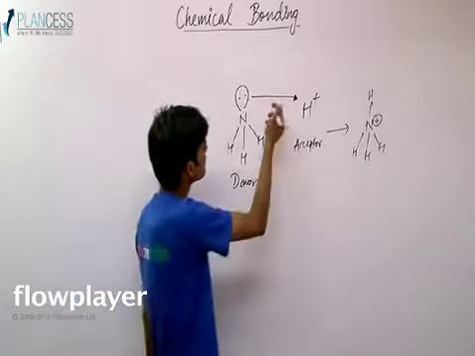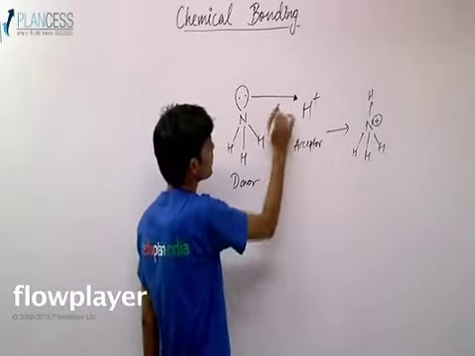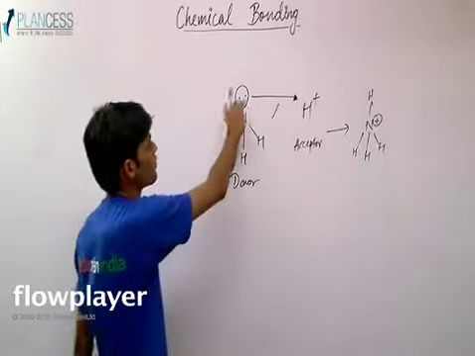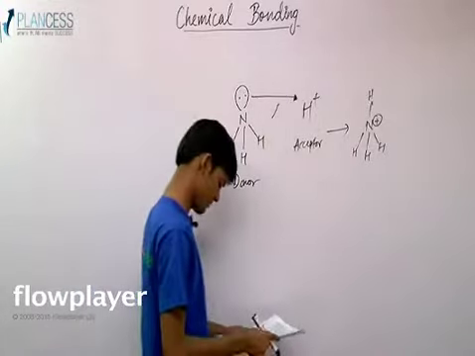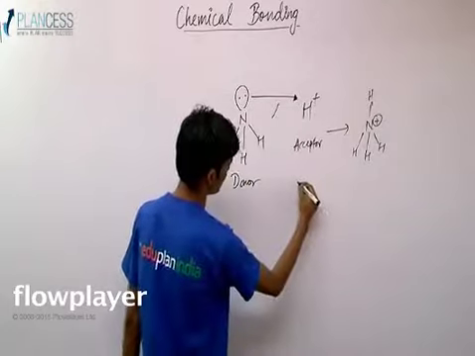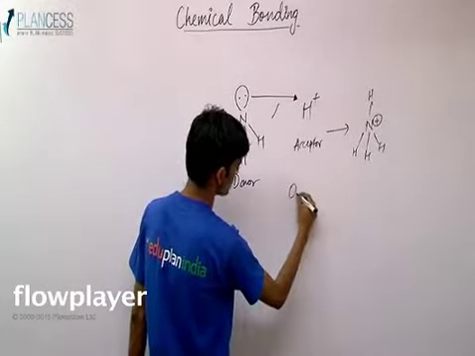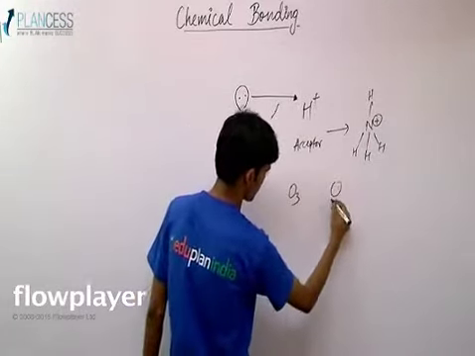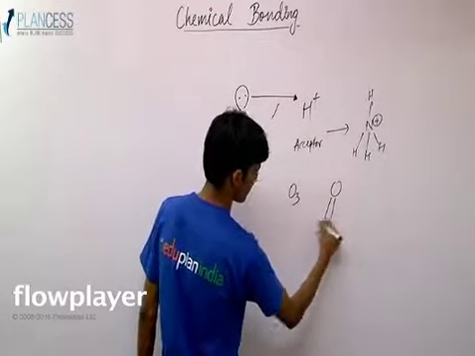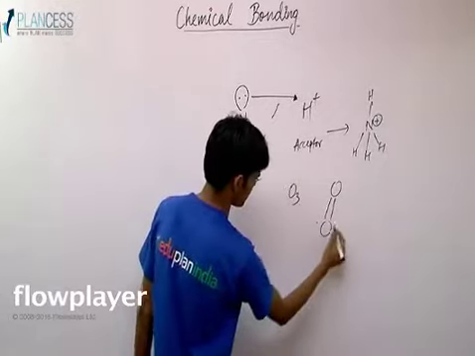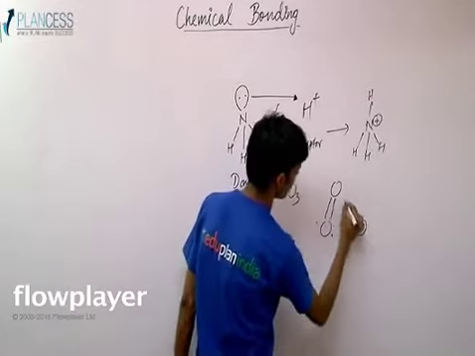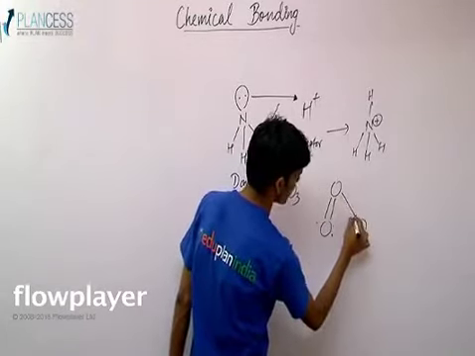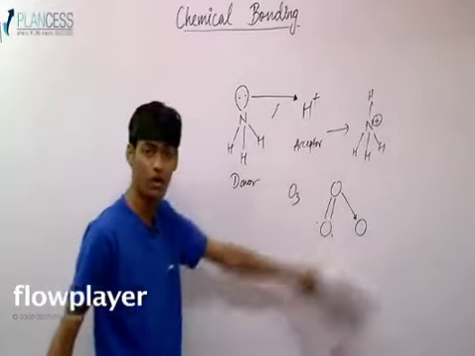So this bond is known as the coordinate bond, through which the lone pair is connected to the hydrogen ion. Also, one more example can be ozone. Ozone is O3. The structure of ozone is something like this: it has 2 lone pairs, and one oxygen is present here also, and this oxygen donates its lone pair into the vacant orbital of the other oxygen.